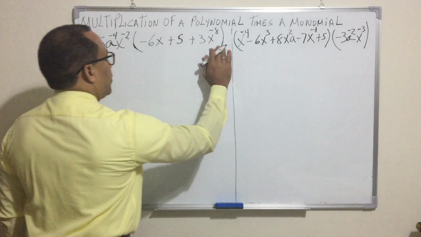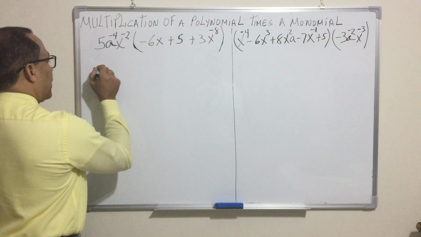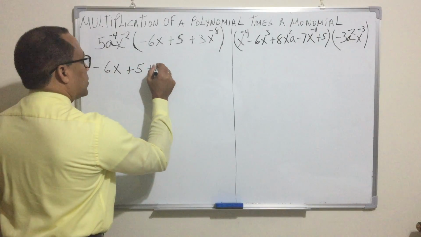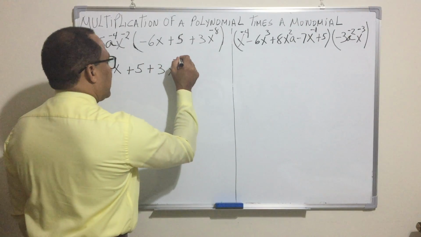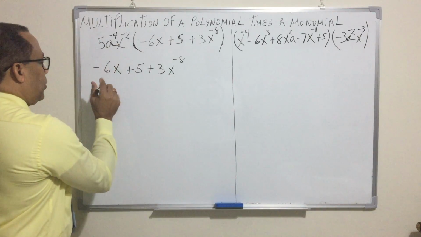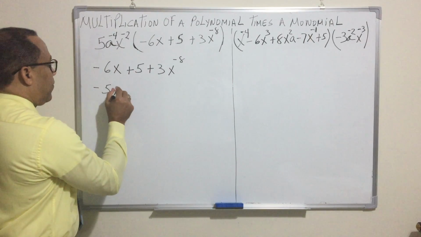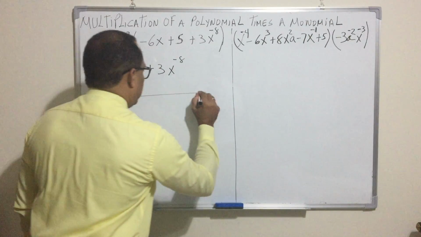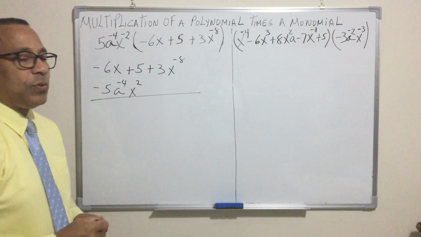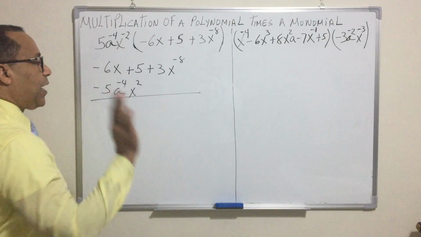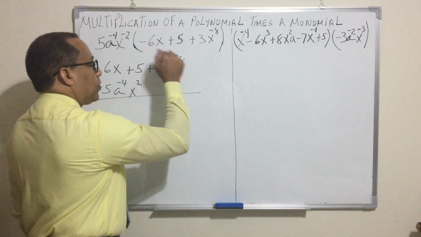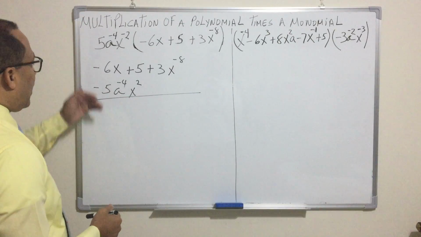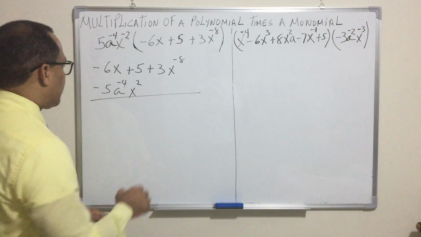Again, I'll just bring down the polynomial: negative 6x plus 5 plus 3x to the negative 8. And now bring down the monomial, negative 5a to the negative 4, x to the negative 2. And again, I'm going to multiply the monomial times each one of the terms of the polynomial. Multiplication, I multiply the coefficients first.